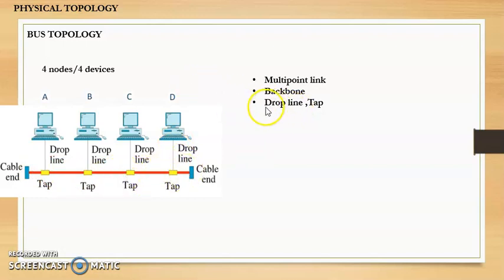Next, the bus topology has a drop line and a tap. Now in this figure we can see that the device is connected to the backbone with the help of another cable which is known as the drop line. So drop line is just a cable which is used to connect the device to the backbone. So all these cables are known as drop lines. And tap is a connector to connect the drop line to the backbone. So these are the taps.